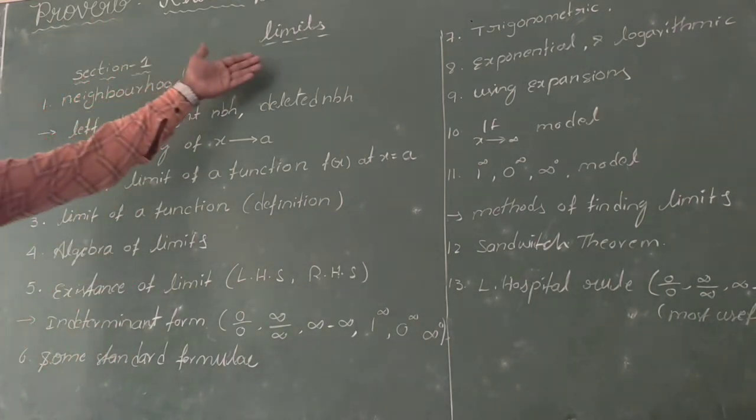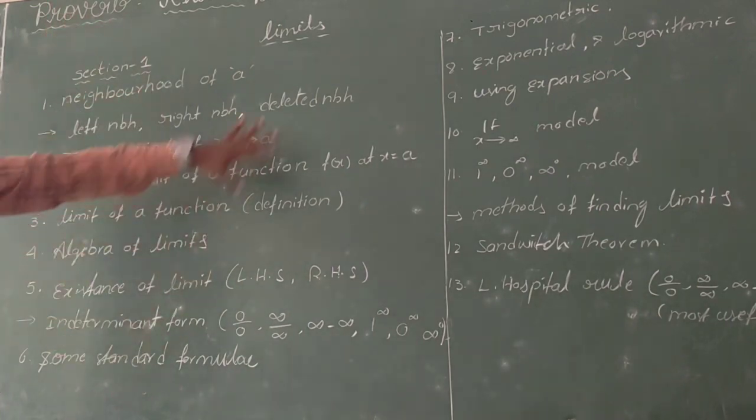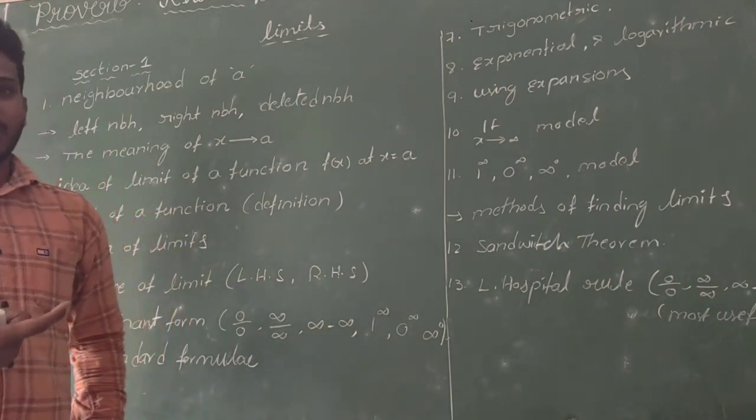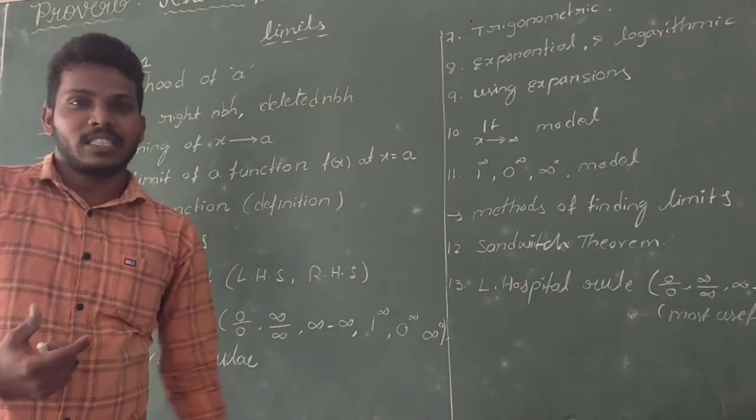I can divide these points into two sections. Section 1 is about the limit and methods of limit. Section 2 is the continuity of the function. So limit of the function is section 1, and continuity of the function is section 2.